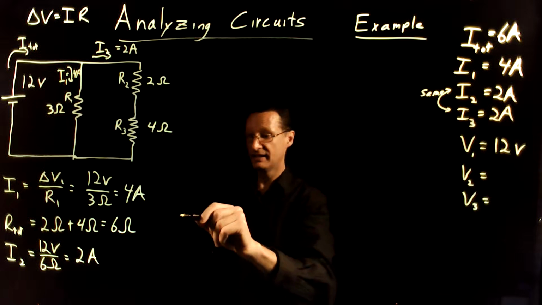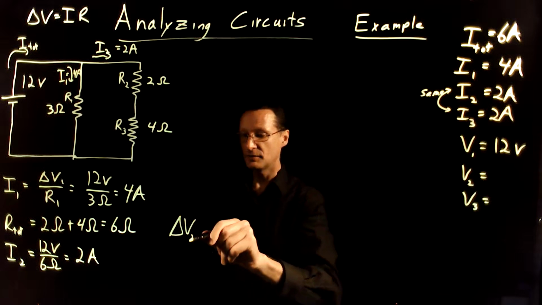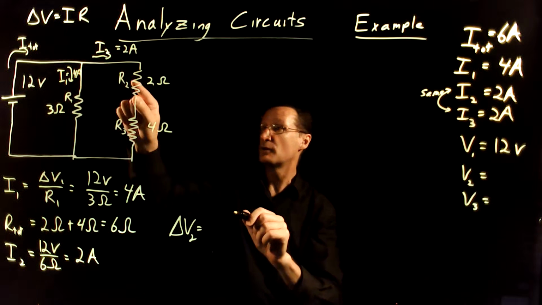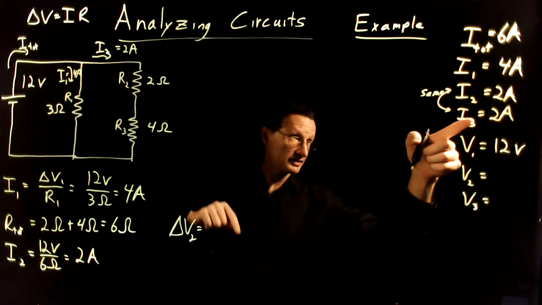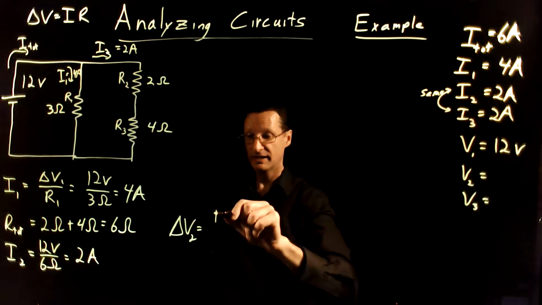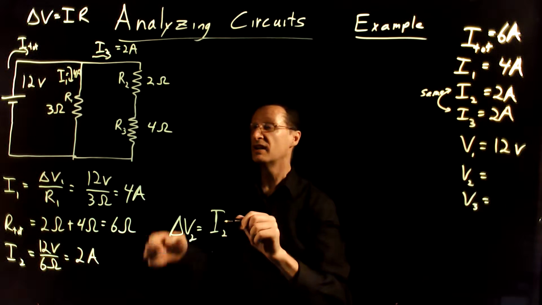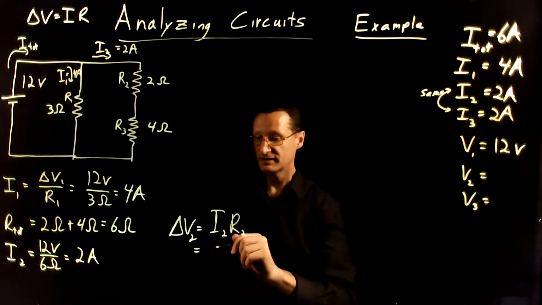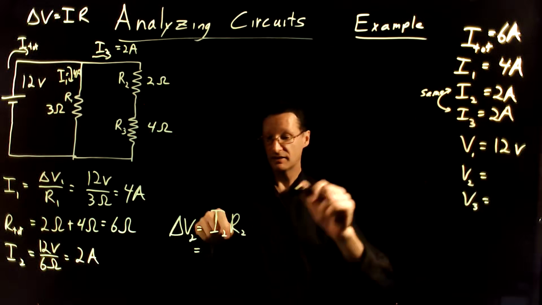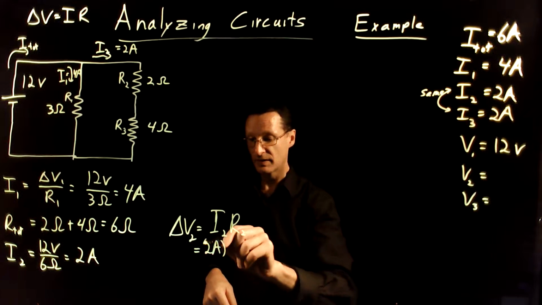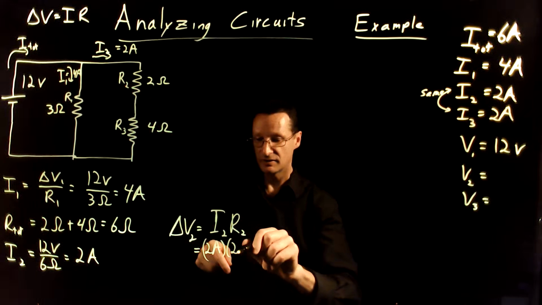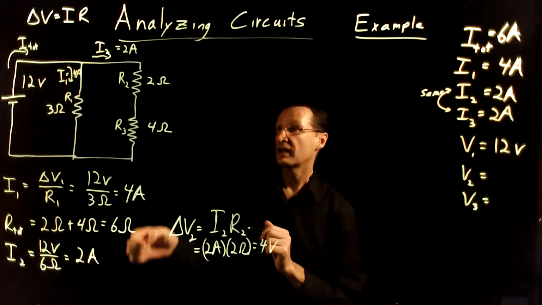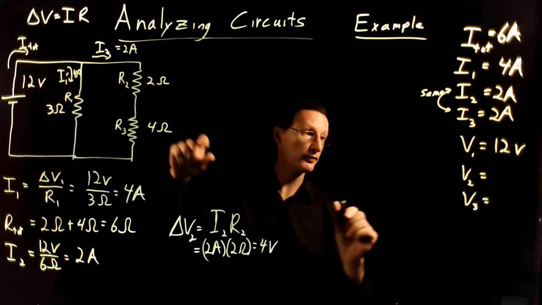And so the way to do that is to say that delta V2, that's for R2, is going to be the current flowing through that resistor, but that's just 2 amps. That's I2 times the resistance R2. So if I run this on that, then that's going to be 2 amps times the resistance 2 is 2 ohms. That's going to be 4 volts. Okay, so the voltage drop across this one is 4 volts.